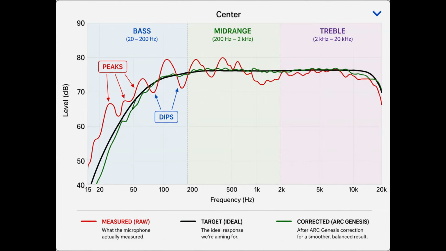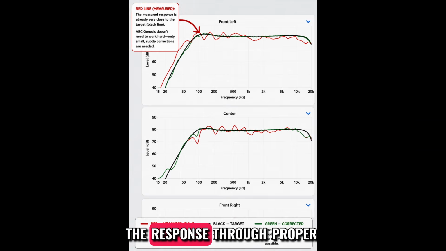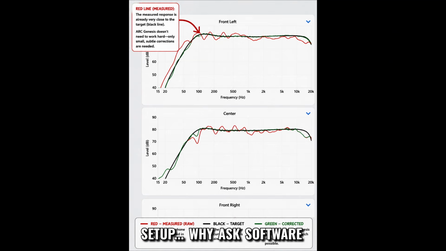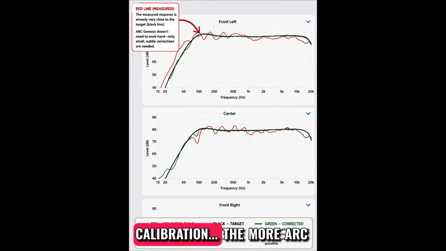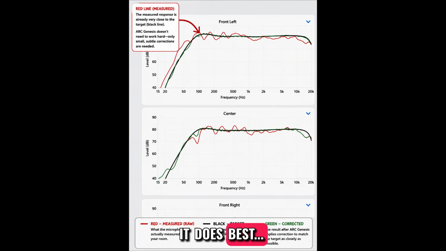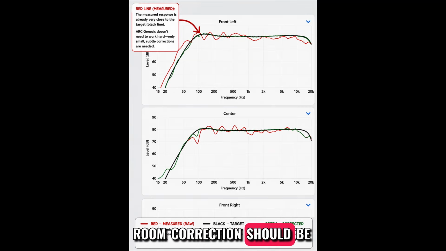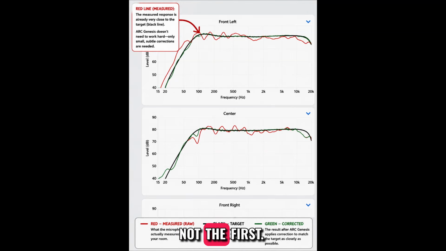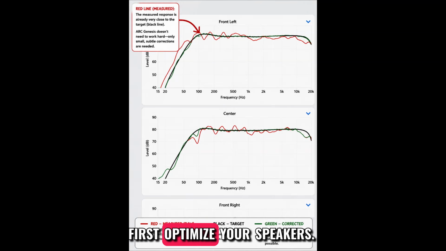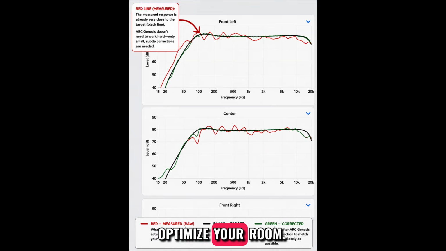Think about it. If you've already improved the response through proper setup, why ask software to fix something you've already fixed physically? The closer you can get the red line to the target before calibration, the more ARC can focus on what it does best, correcting the room. Room correction should be the final step, not the first. First, optimize your speakers. Then let ARC Genesis optimize your room.